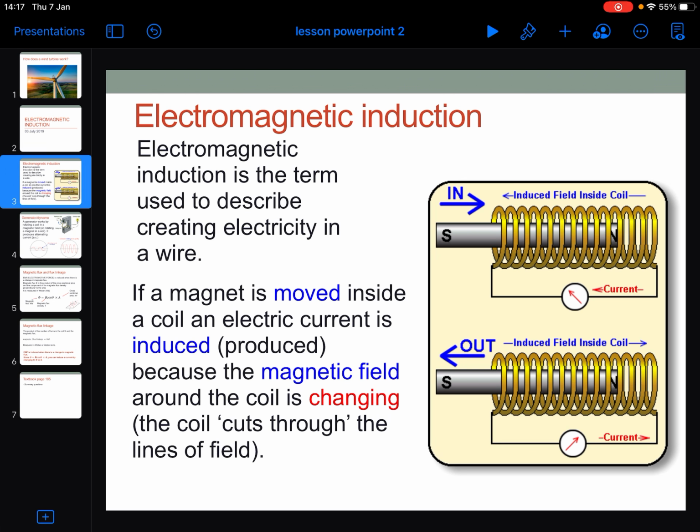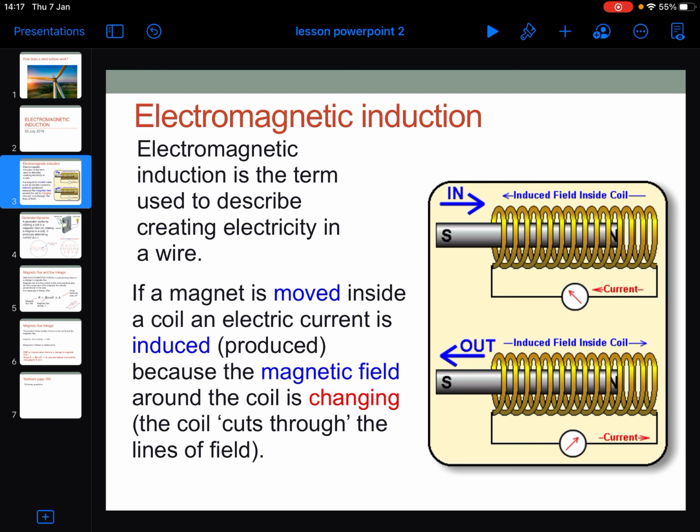So first bit, basic bit about electromagnetic induction. It's the term used to create electricity in a wire. And we do that by moving a magnet inside a coil. Now there are several things there that you need to know. Moving the magnet is very, very important.